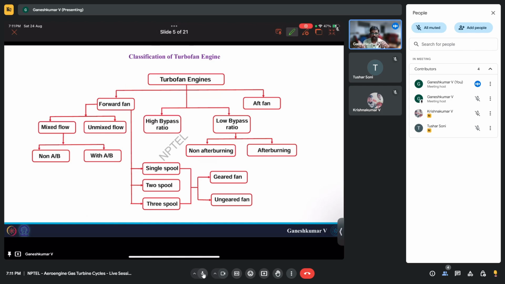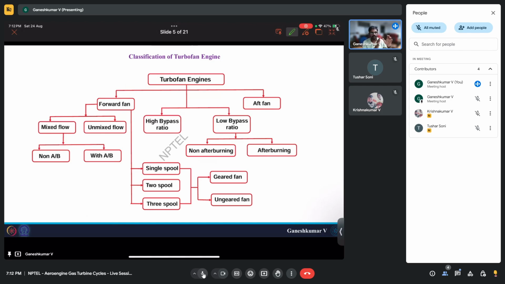And in a forward fan you have mixed flow and unmixed flow. As I said, the bypass stream and core stream may not mix. If it doesn't mix, then it becomes unmixed flow. Sorry, I said the opposite earlier. If it mixes, then it becomes a mixed flow, which means the core stream will come, and the bypass stream also will come. At the exit you will have mixing of these two streams, and then it exits through a single nozzle. That is the mixed flow.